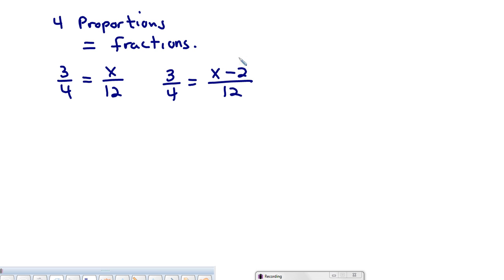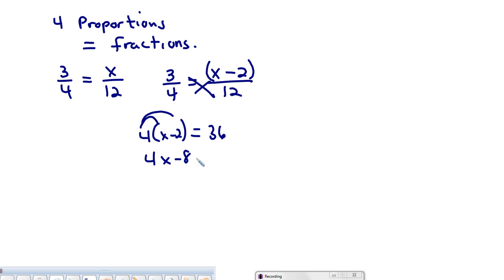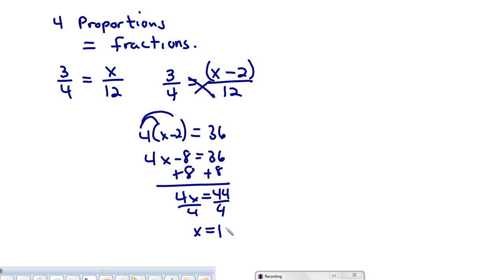And in a situation where we have a fancy fraction, numerator or denominator, we're going to put that in parentheses before we cross multiply. So I know that 3 times 12 is 36, and I know the 4 times the x minus 2 would give us that. Distributive here, 4x minus 8 equals 36. Adding 8 to both sides, 4x is 44, and then dividing by 4, x is 11.